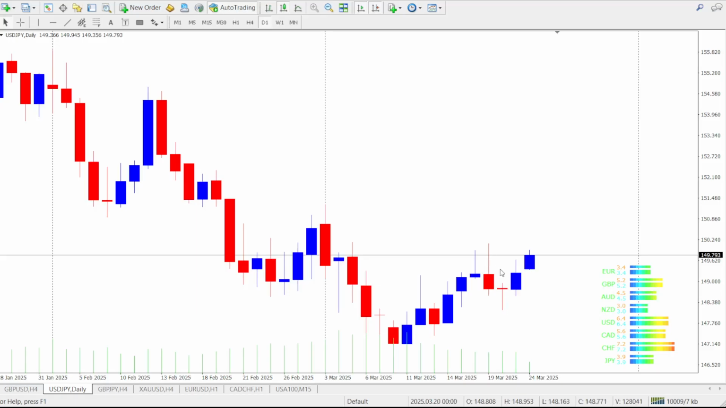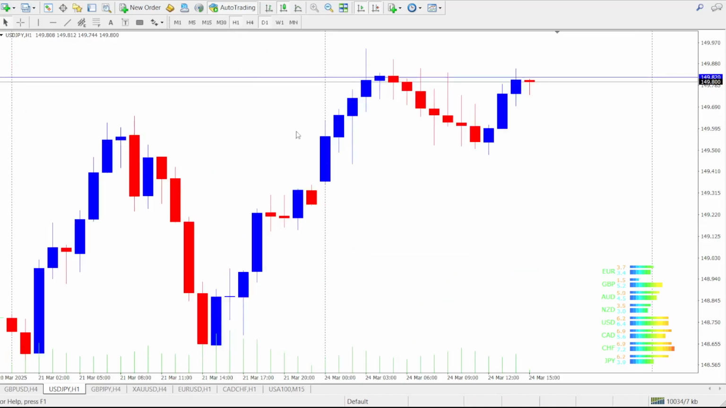Okay, then what you have to do next is to look at the histograms and find the strongest and the weakest currencies. All right, then you select the currency pair. You can pair a strong currency with a weak currency to create a potential trading setup.